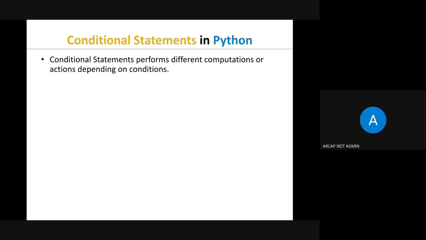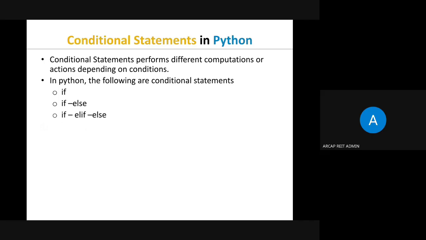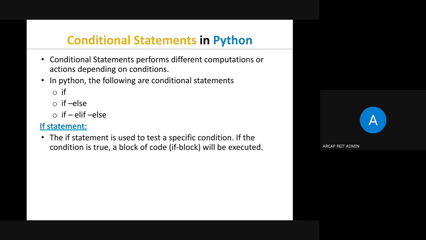Based on the condition being satisfied, it will do some task. So that we call if, else, else if. These are the conditional statements. So how do we write the if statement? The if statement is used to test a specific condition. If the condition is true, then a block of code will be executed. Otherwise, it will skip that code. The block of code will not be executed. That is a simple if.